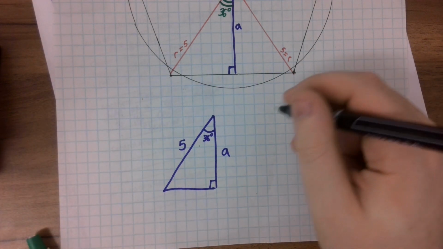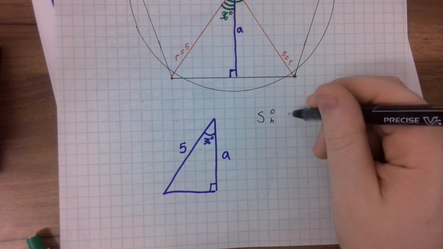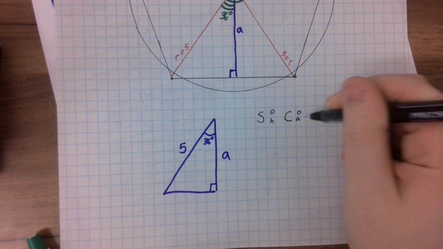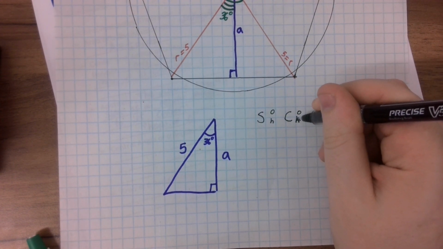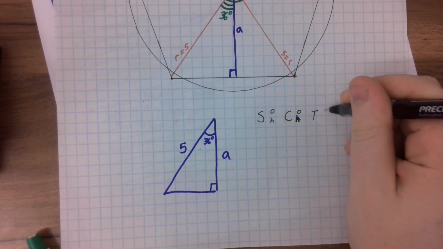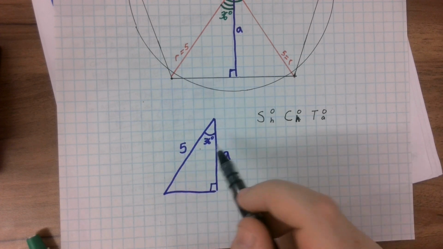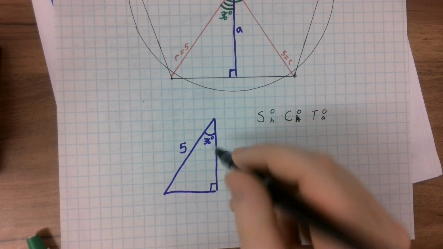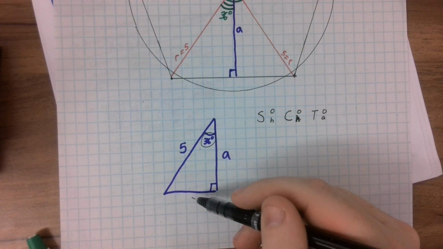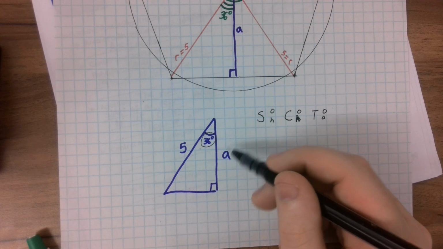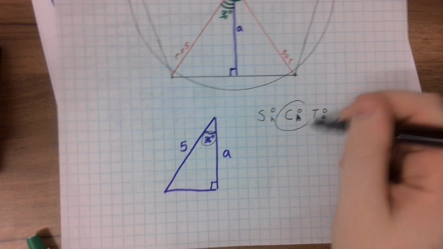So if you recall, sine is used when we're trying to find the opposite or hypotenuse. Cosine is used when we're trying to find the adjacent or hypotenuse. Messed up the abbreviation. Tangent is when we're trying to find the opposite or adjacent. So in this problem, what information are we using from this angle here? We don't have the opposite side. The adjacent side is A, our apothem, and our hypotenuse is 5. So we can use cosine.